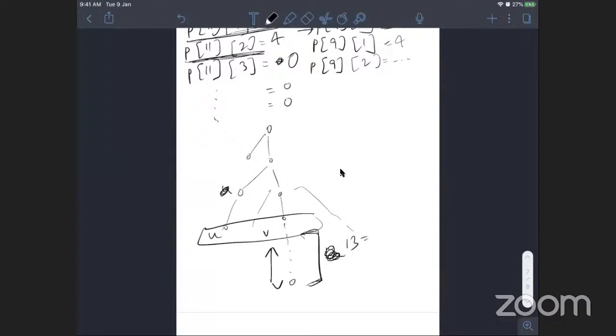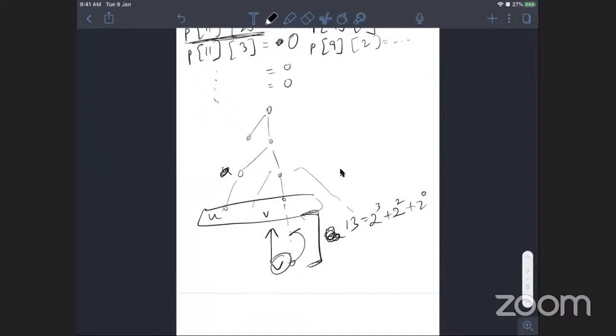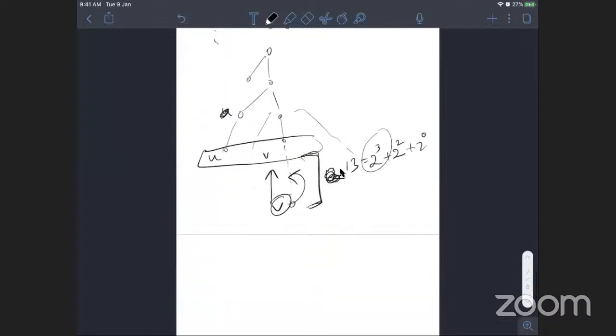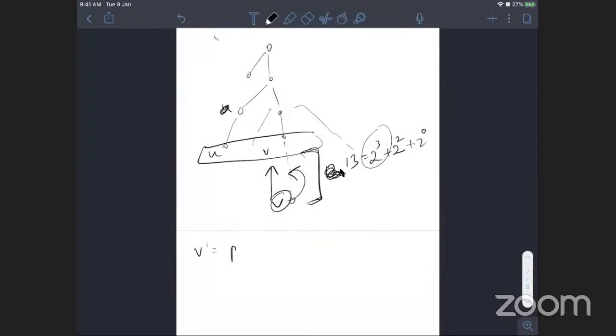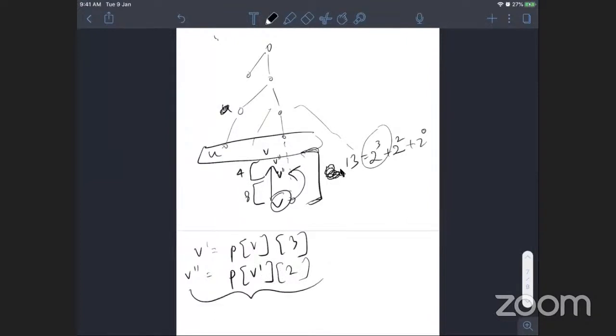Then break 13 in its powers of 2, which is 2 to the power 3 plus 2 to the power 2 plus 2 to the power 0, right? 8 plus 4 plus 1. Then for v, who is his 2 to the power 3rd parent? So make v dash equal to parent of v comma 3. Then make v double dash equal to p of v dash comma 2. From v dash, you again move 4 steps up and go to v double dash. That's what this statement is doing.